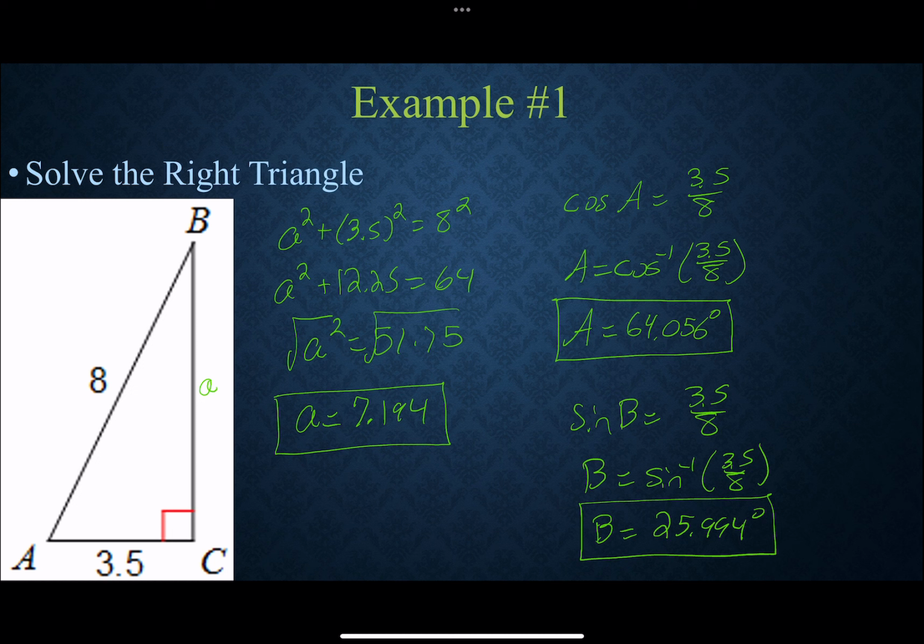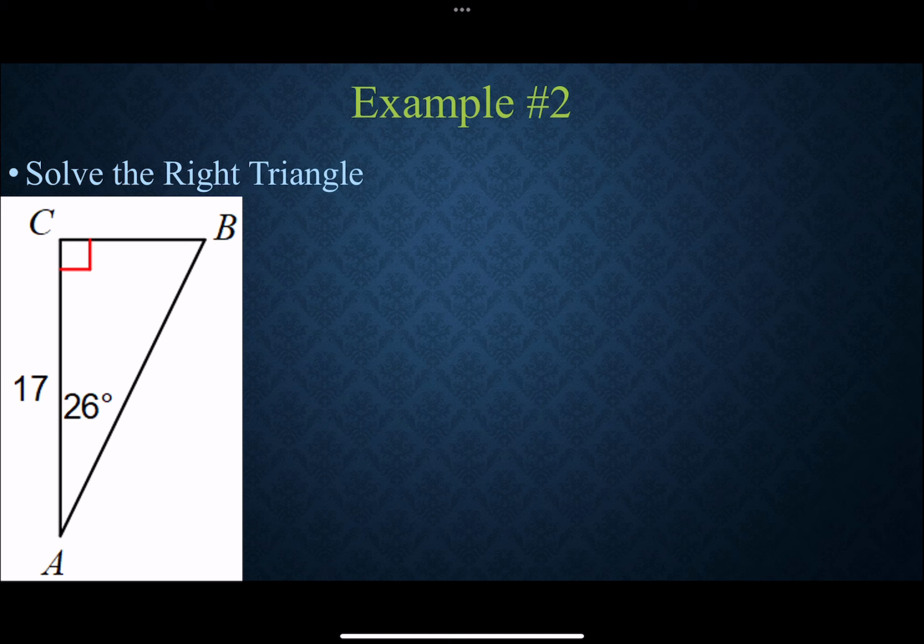All right, so that's our scenario where you're given two sides. I'm going to use the Pythagorean theorem to solve for the third side, and I'm going to set up two trig ratios to solve for the two missing angles. The other scenario is where we're given one of the acute angles and only one side, and we have to solve for the other two. So I need to know what side A and side C are in addition to angle B.